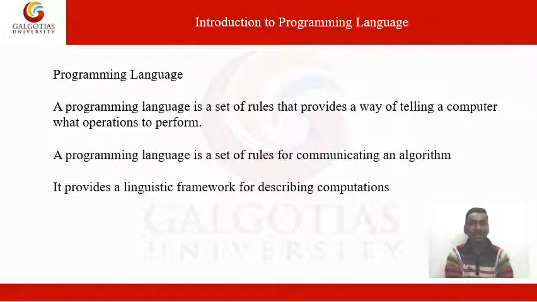So, programming language. A programming language is a set of rules that provides a way of telling a computer what operations to perform. It is a set of rules for communicating an algorithm. It provides a linguistic framework for describing computations. What I would like to say from this slide is that a programming language is not like a formal language and not like an informal language.